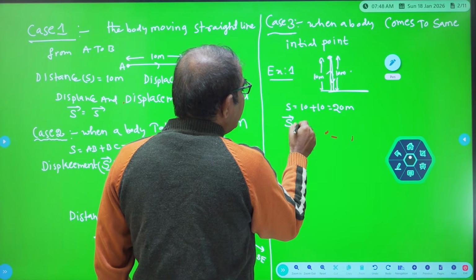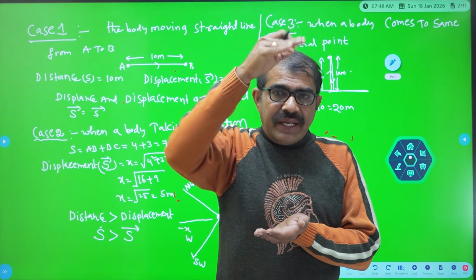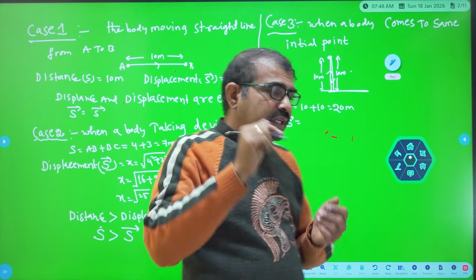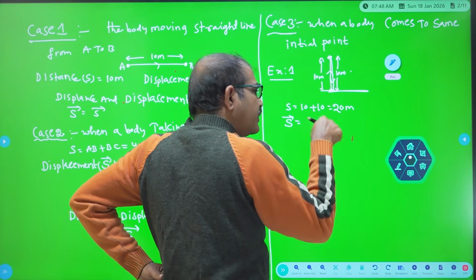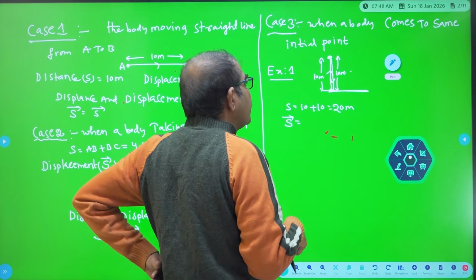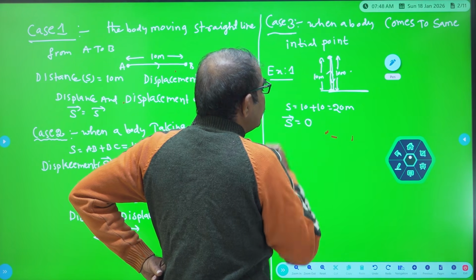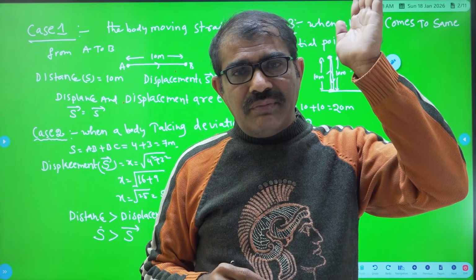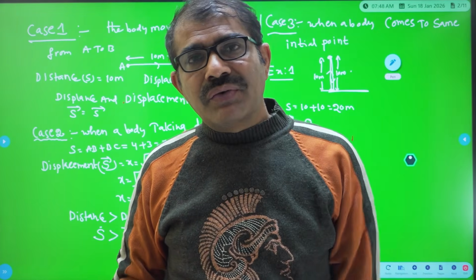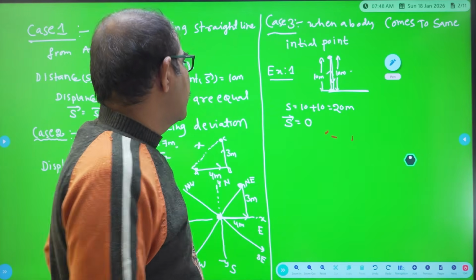Displacement, denoted by S bar, is equal to... the body reaches some height and again reaches the same point. So the initial point is same, the final point is also same. Then displacement is 0, because upward displacement is positive 10 meter, downward is negative 10 meter. 10 minus 10, that is 0.